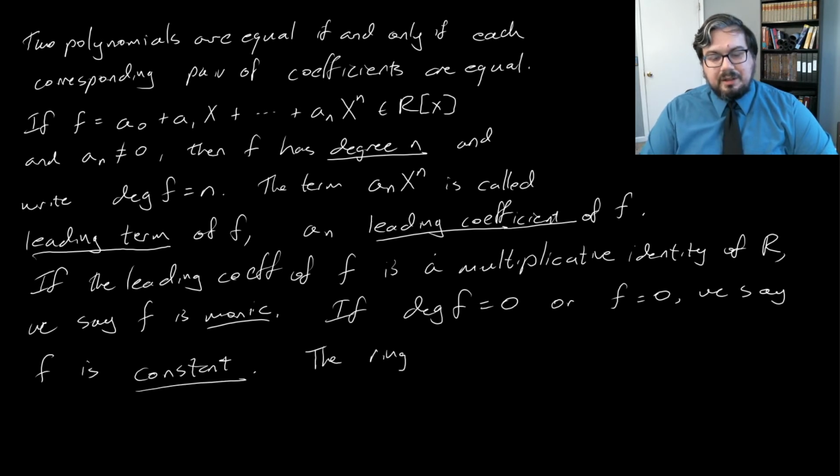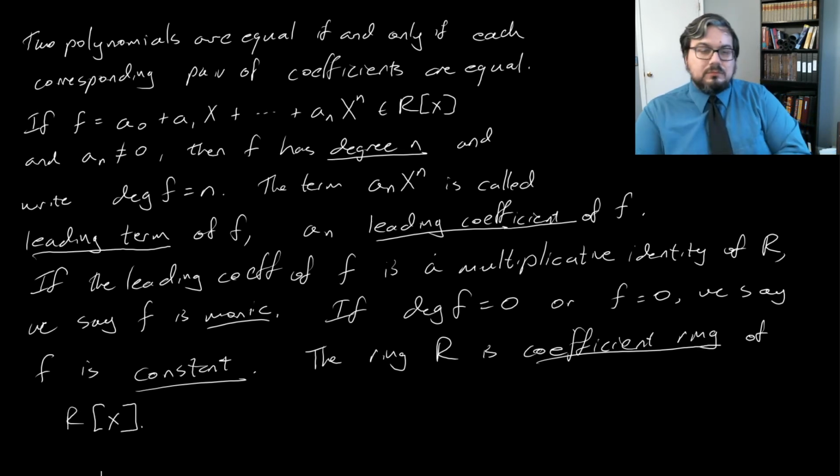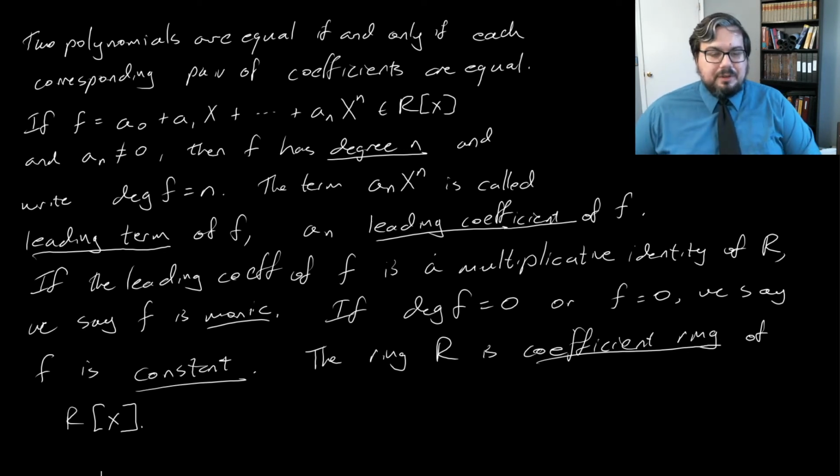Finally, the ring R is the coefficient ring of the polynomial ring R adjoin X. Okay, so a lot of terms here, a lot of definitions that we're going to be referring back to repeatedly. Most of these terms are ones that we're familiar with, and the operations on polynomials are ones that we're familiar with, which is helpful.